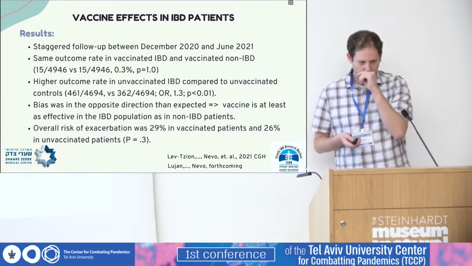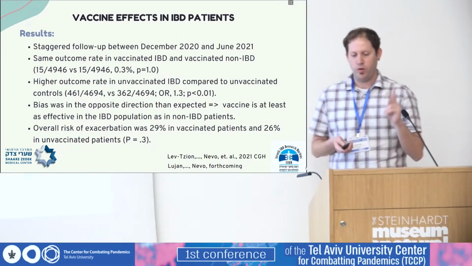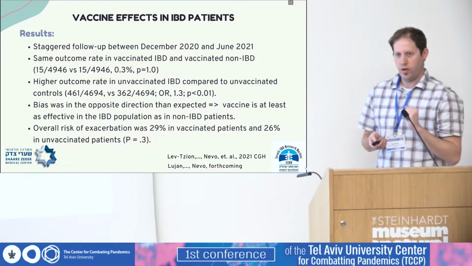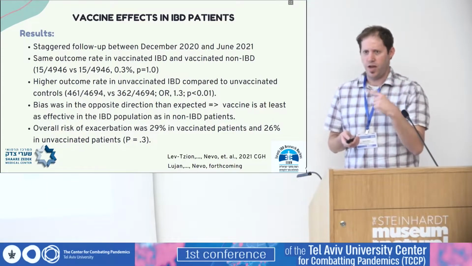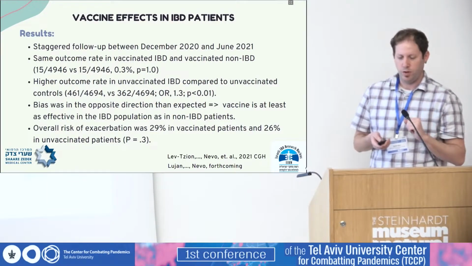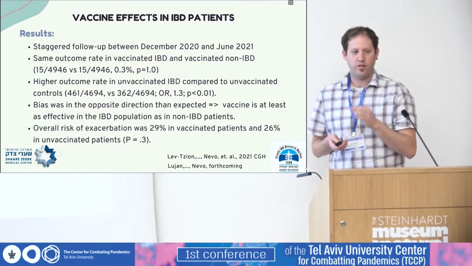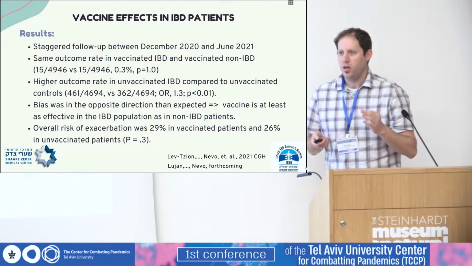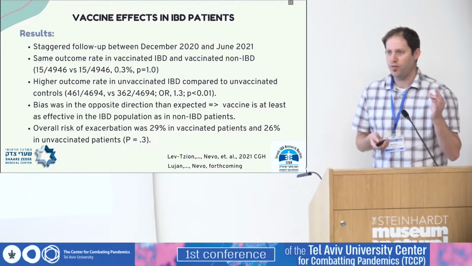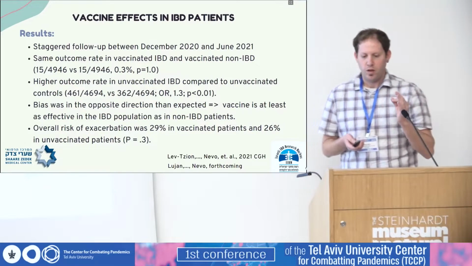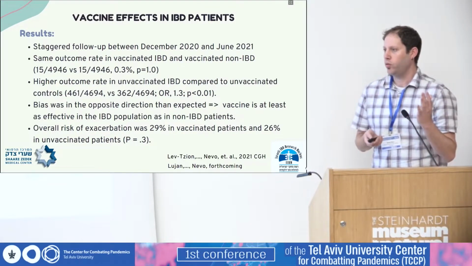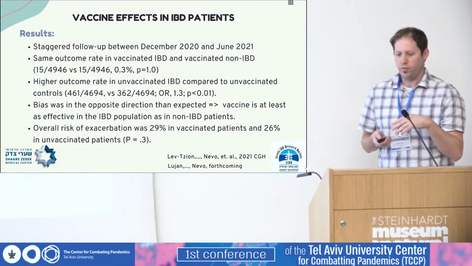So, one slide about the results. This is staggered follow-up between December 2020 and June 2021. So this is the alpha wave, right? I'm getting mixed up. We saw exactly the same outcome rate in vaccinated IBD and vaccinated non-IBD patients. The numbers look really small, like 15 out of 5,000 people in both groups. And so it was really important for us to see that this is not just the result of a low infection rate.